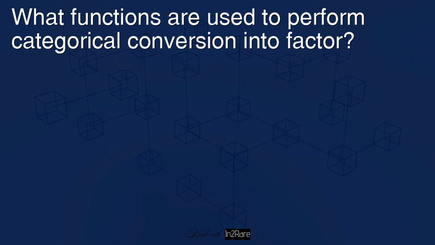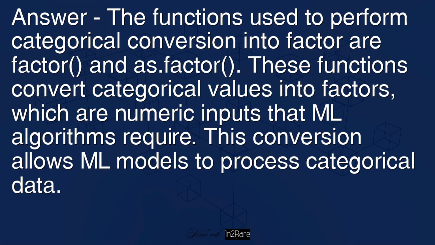What functions are used to perform categorical conversion into factor? Answer: the functions used to perform categorical conversion into factor are factor and is.factor. These functions convert categorical values into factors, which are numeric inputs that ML algorithms require. This conversion allows ML models to process categorical data.